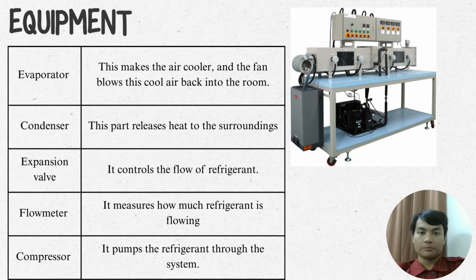I will explain about the experiment of an air conditioning laboratory unit. It has several parts. The first is the evaporator. This makes the air cooler and the fan blows this cool air back into the room. Next is the condenser. This part releases heat to the surroundings. Next is the expansion valve. It controls the flow of refrigerant. The flow meter measures how much refrigerant is flowing. The last is the compressor, which pumps the refrigerant through the system.